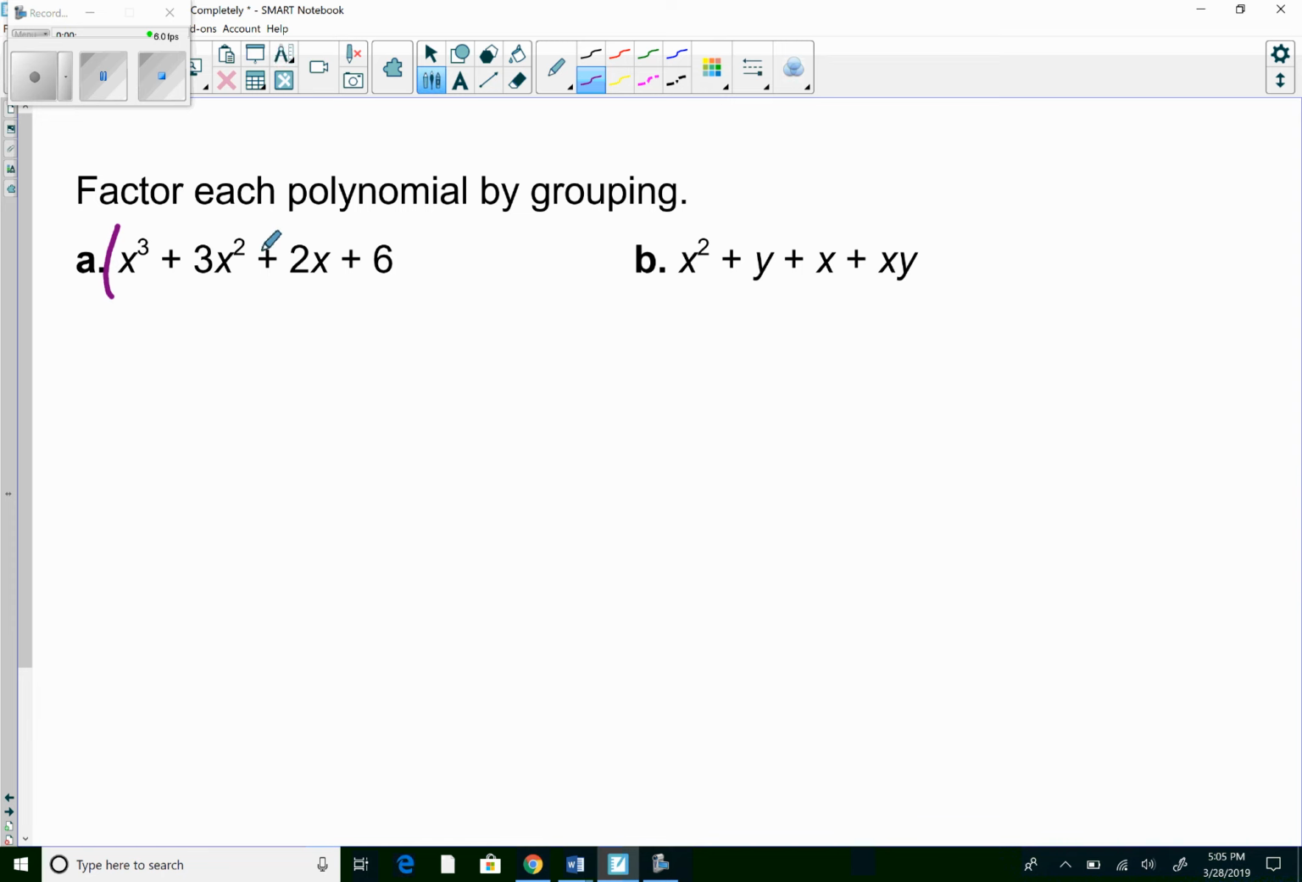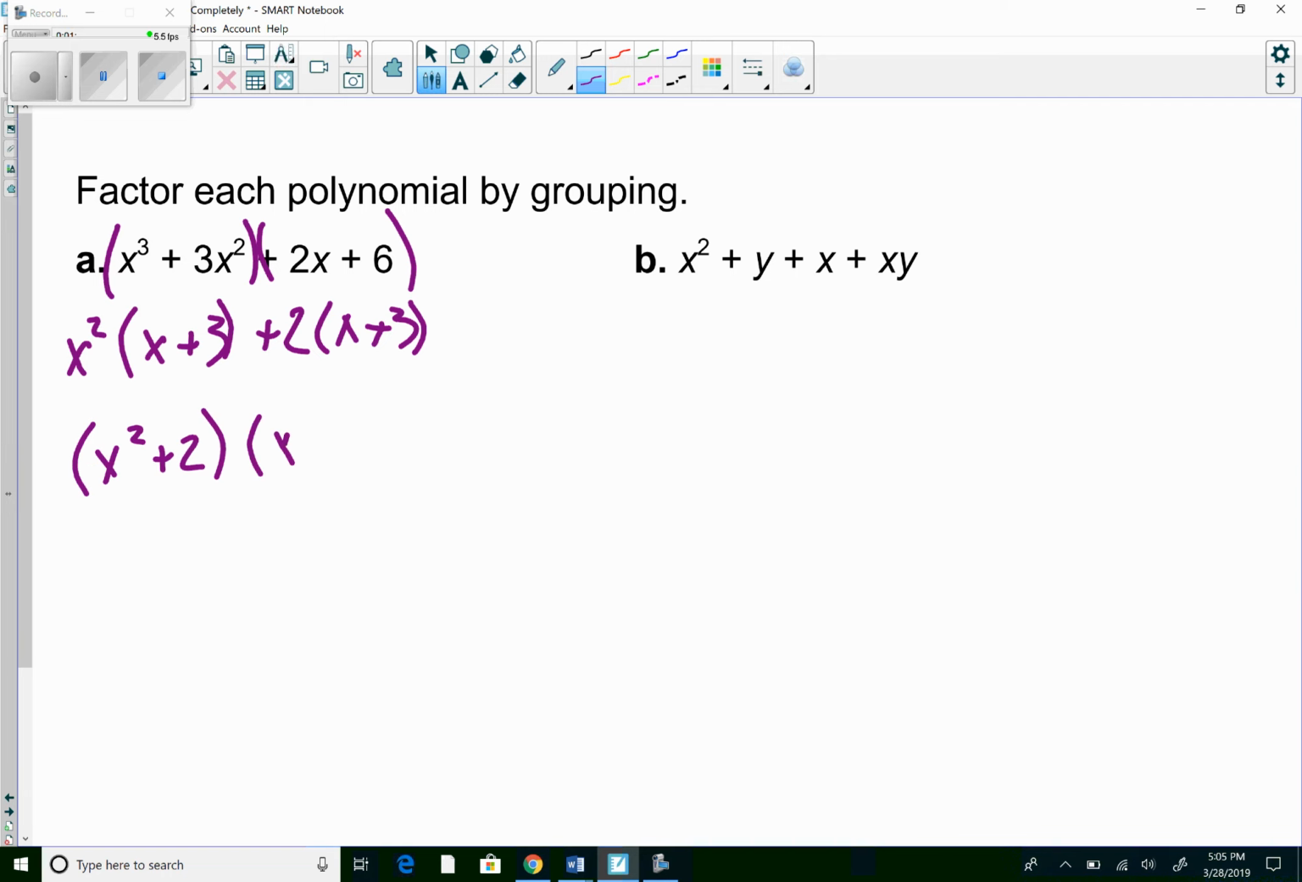So really, you guys, when you look at letter A right off the bat, hopefully your eyes are kind of trained to say, okay, group the first two together, group the second two together. I can take out an x squared, which brings me to x plus 3. I can take out a 2, which brings me again to x plus 3. So my first factor is x squared plus 2. My second factor is x plus 3. And that's all you got there.